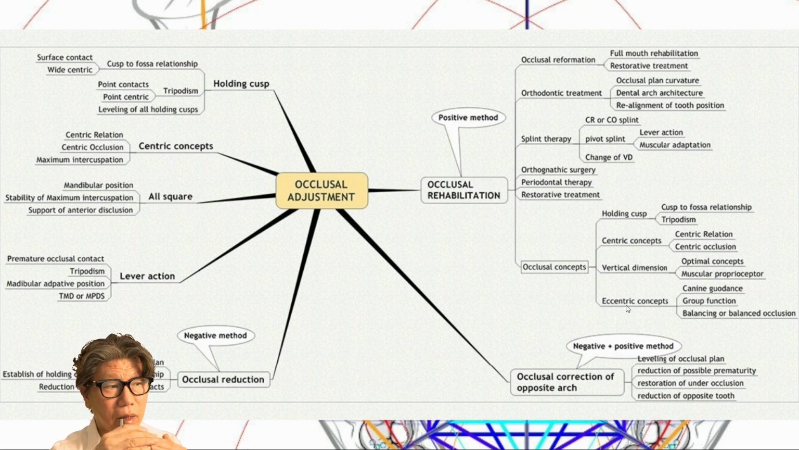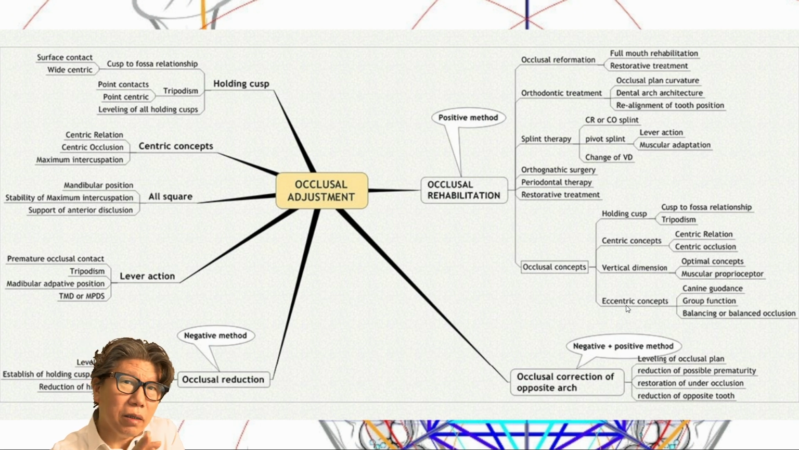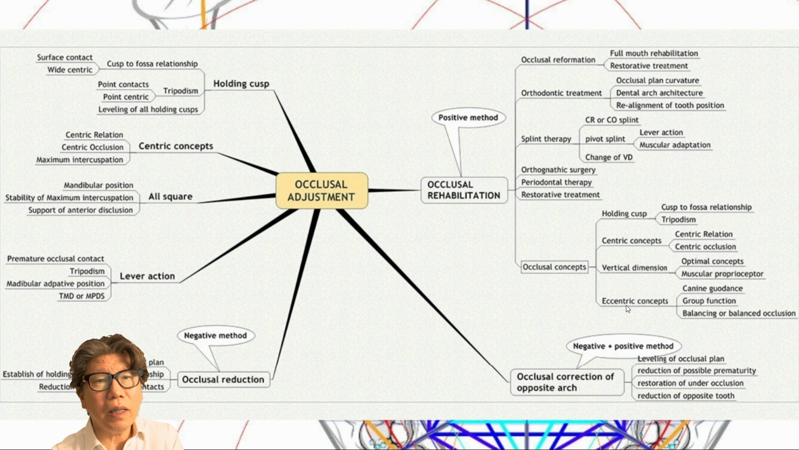When considering class 3 occlusion, anterior guidance and overbite do not form in the anterior region. Thus, canine guidance cannot be achieved. I believe bilateral balanced occlusion is likely the occlusal pattern for patients with class 3 occlusion and prognathism. In the case of class 2, anterior guidance prevails. Additionally, group function and canine guidance occur at roughly equal rates.